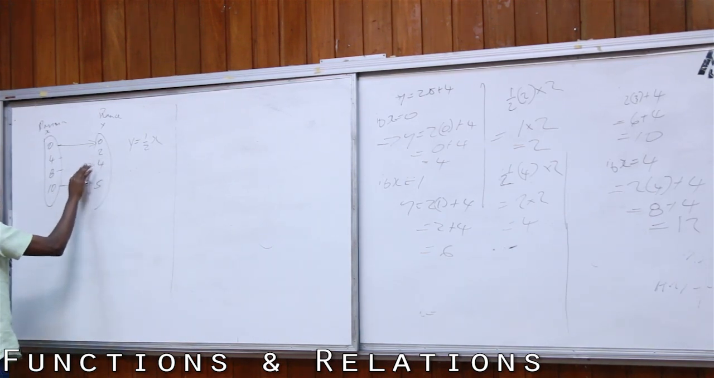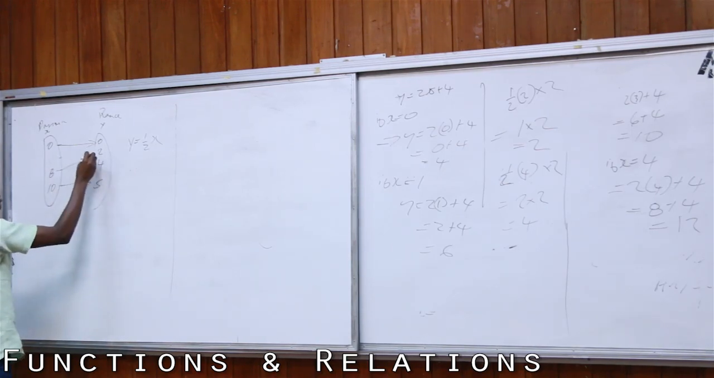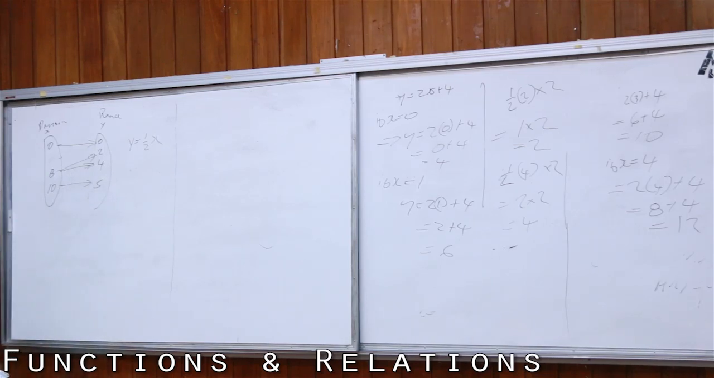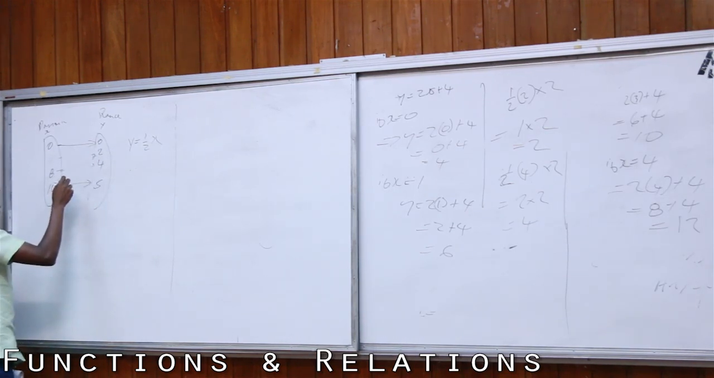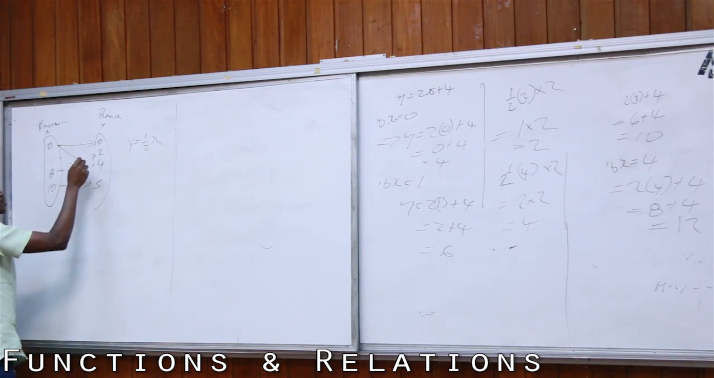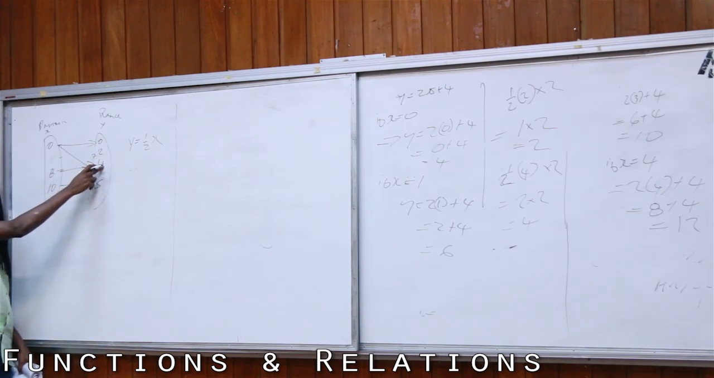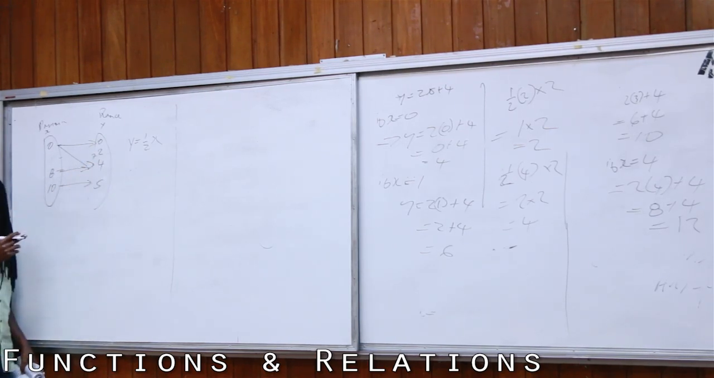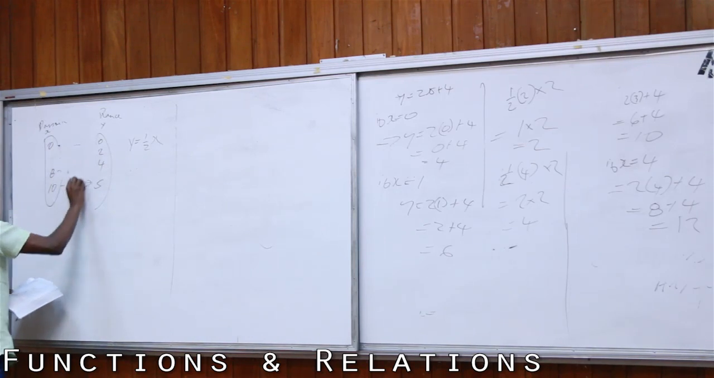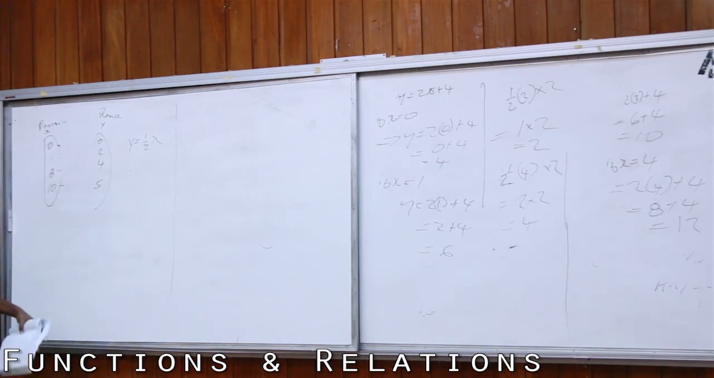Suppose it looks like this now. Is that a function? Still a function, because this number goes to one. But if it comes so now, that is not a function. It has two numbers over here that have a relationship with a number over here. You understand? You get it? Yeah.